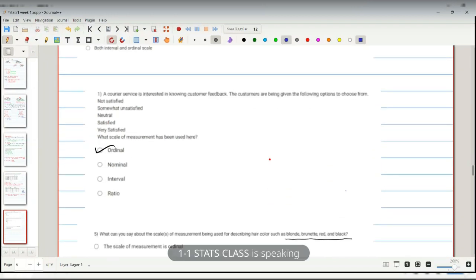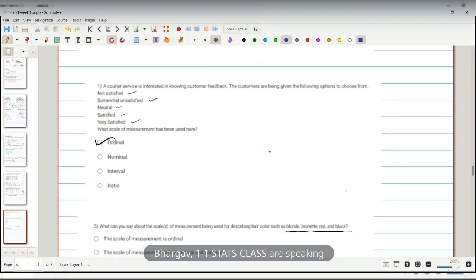So it is interval scale of measurement. Okay. Next is a courier service interested in knowing customer feedback. The customers are being given the following options to choose from. What scale of measurement has been used here? Ordinal, nominal, interval, or ratio? Is there some order? It can also be interval. Why interval? We can't perform addition or subtraction on these feedbacks. These are categorical, not numerical. Okay, got it.